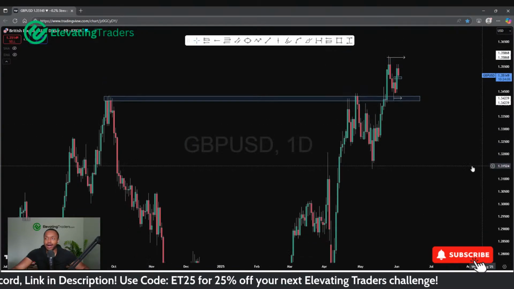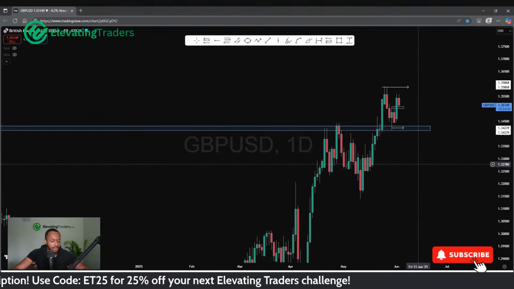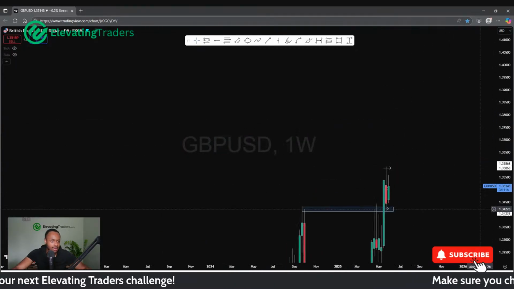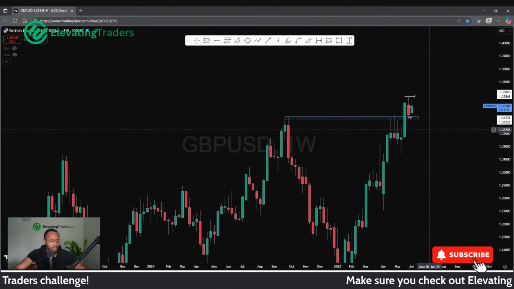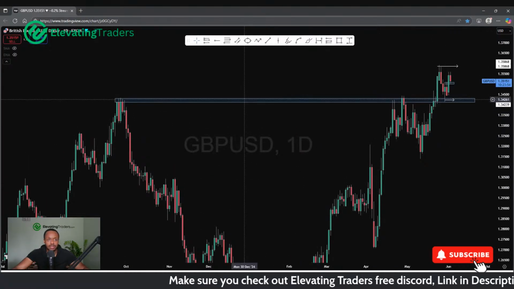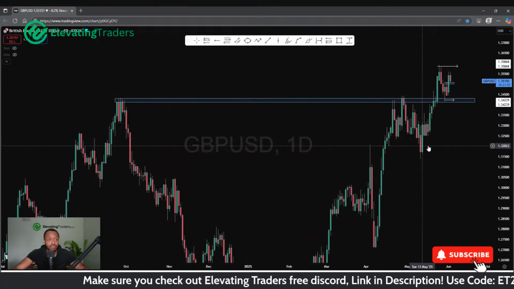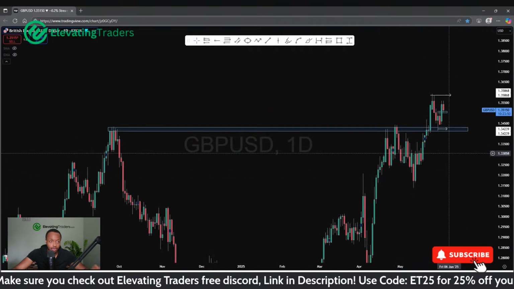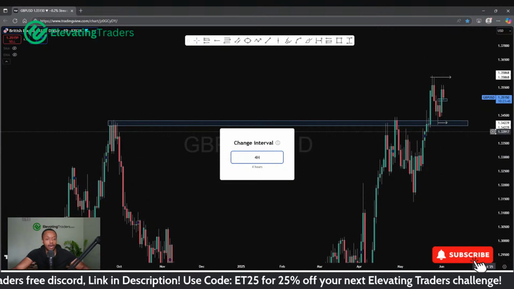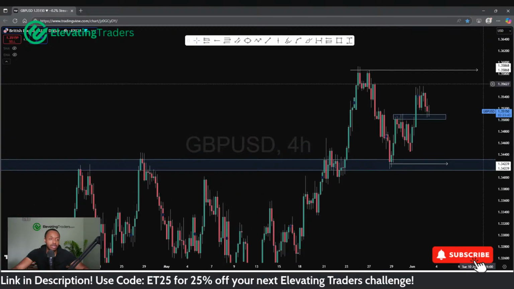So with pound USD, everything is still looking really bullish to me. Again, as long as pound USD is trading above resistance here, let me get to the daily chart, see it a bit better. So as long as price is trading above resistance here at 1.342, everything is bullish. I do expect more upside for pound. I'm still very bearish on the USD itself. So in my book, pound USD looks like a really great buy.